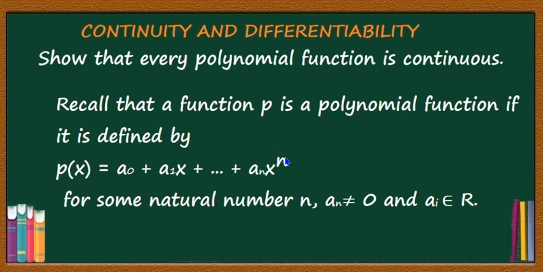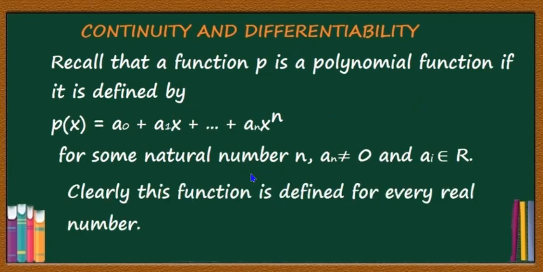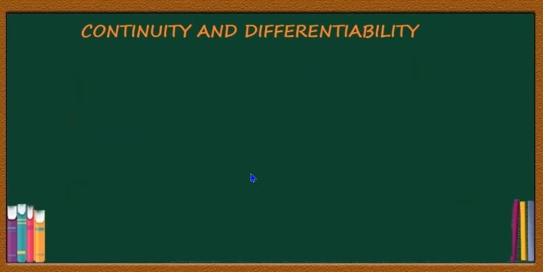n should be a natural number and an is not equal to 0, which is the definition of the polynomial. And clearly this function is defined for every real number. Polynomial function is defined for every real number. For all x, p of x is defined.